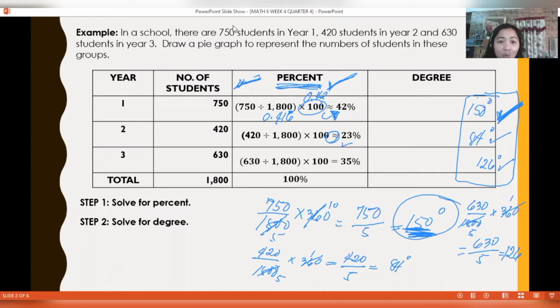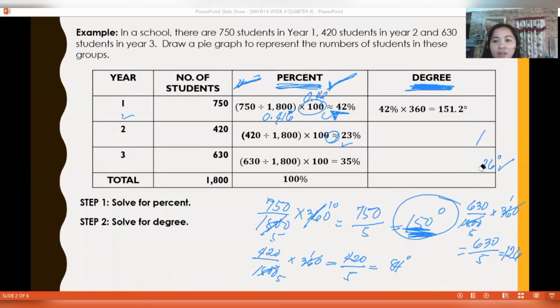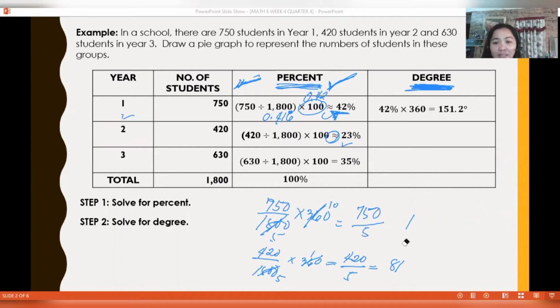Dun sa learner's packet, diretso na degree yung nakocompute. Pero dito, pinakita ko muna kung paano kunin yung percent. Bakit ba kailangan yung percent? Yung percent, kailangan nyo para makuha nyo kung gaano kalaki yung angle ng bawat portion. So meaning here, we have 42% yung year 1, para makuha mo yung degree, we need to multiply 42% times 360 degrees. Bakit ba 360 degrees? Kasi ang isang circle ay equal to 360 degrees.